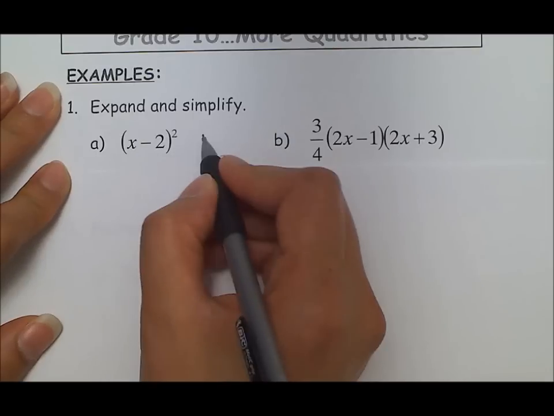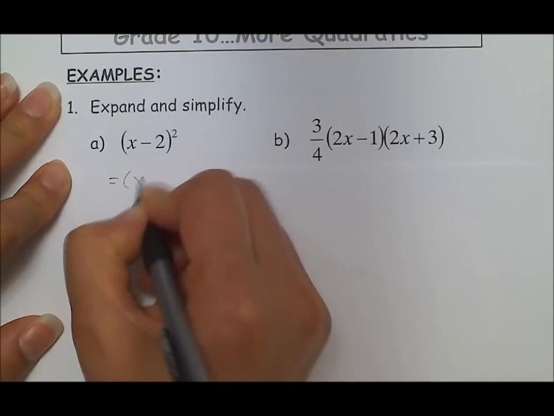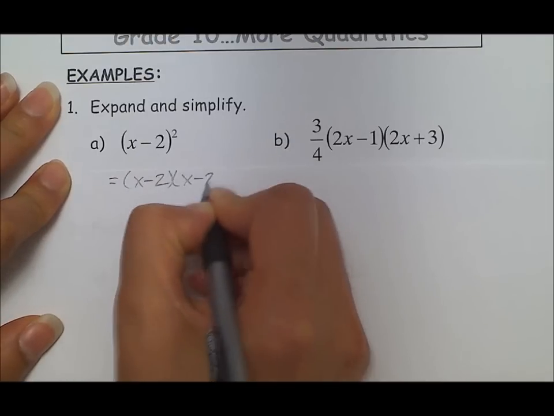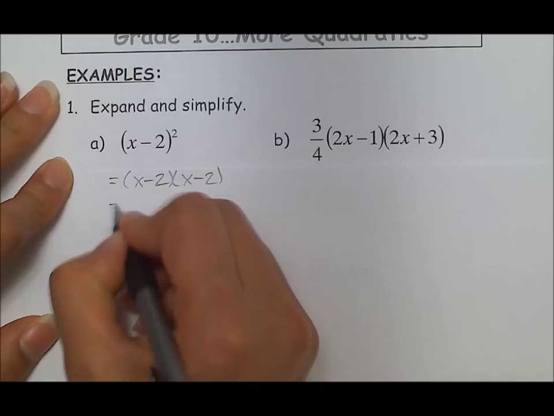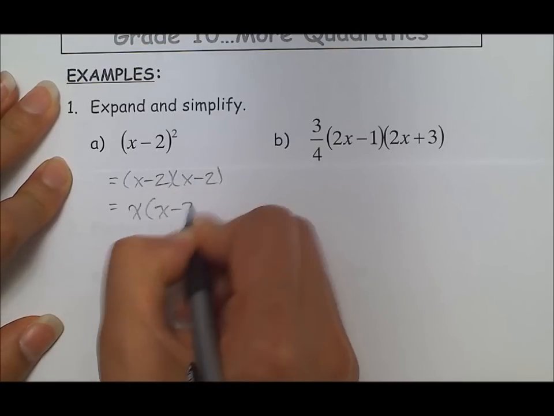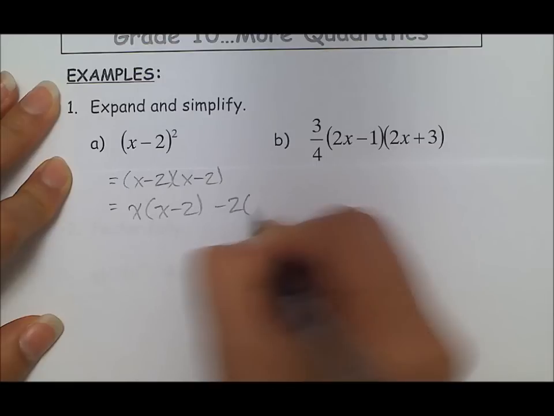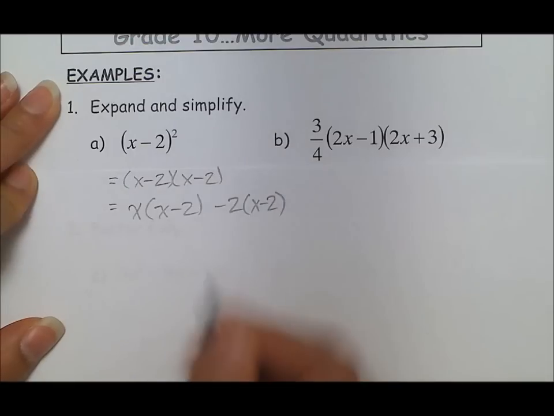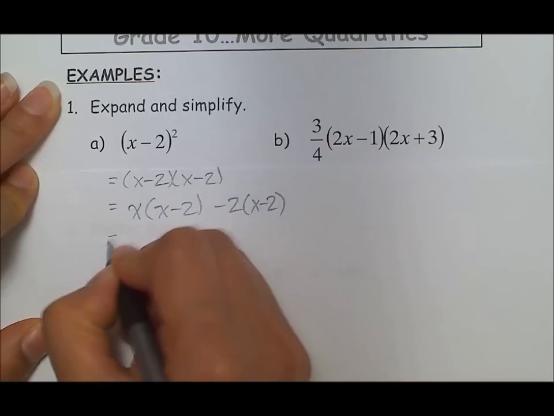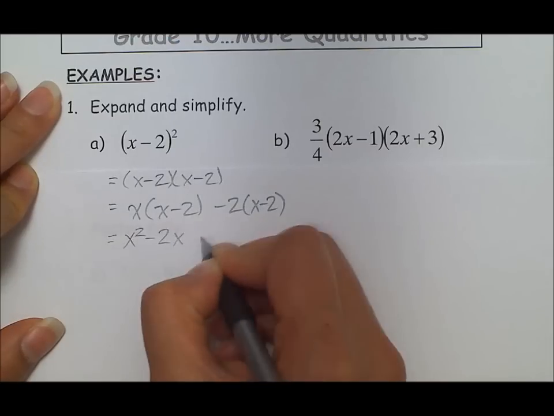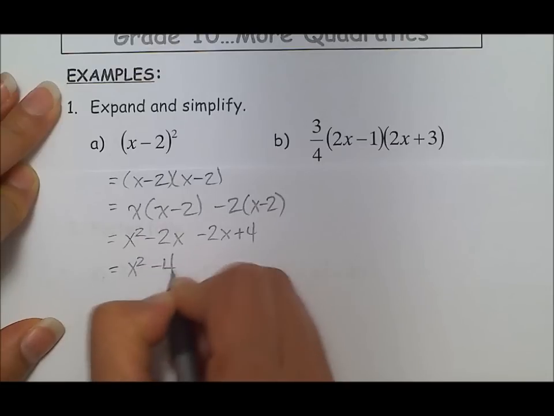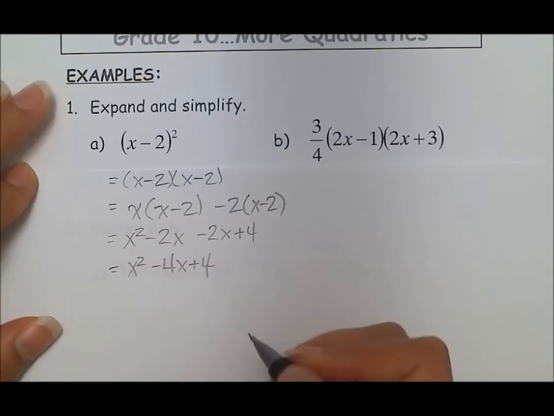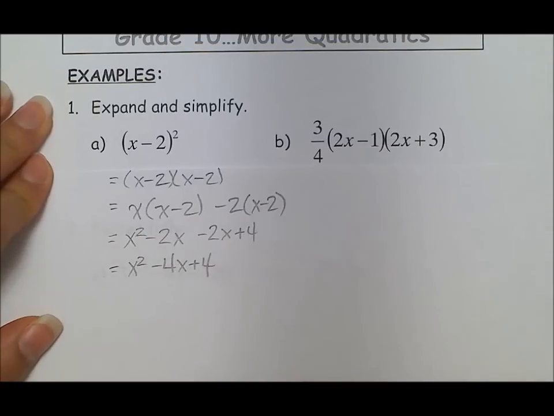An exponent of 2 indicates that you're multiplying something by itself twice. And then from here we're going to use the distributive property to expand this. So we're going to multiply x with everything in the second brackets, and then negative 2 times everything in the second brackets as well. And so if I use the distributive property and I just expand and simplify, I get x squared minus 4x plus 4.